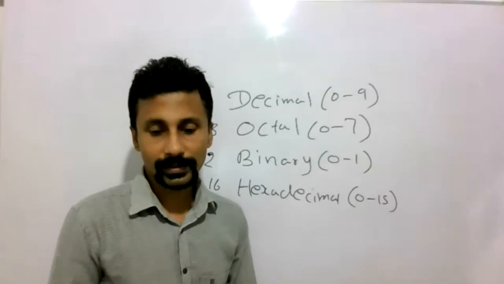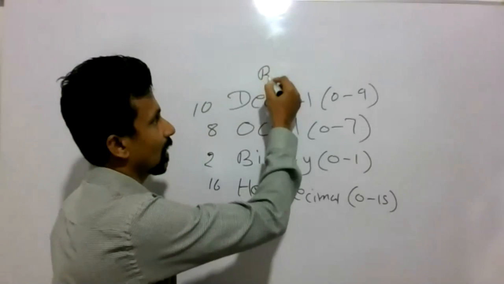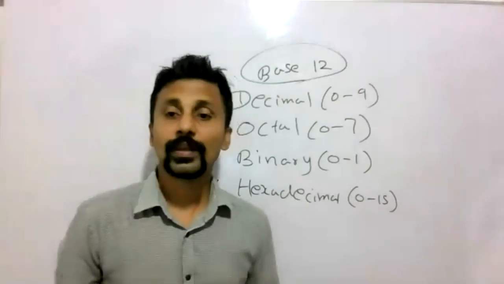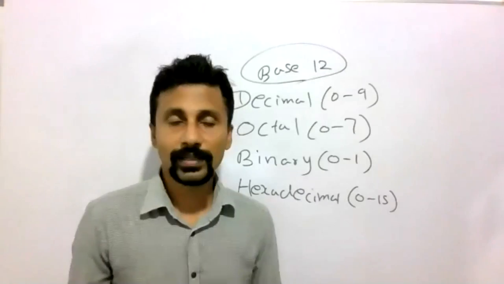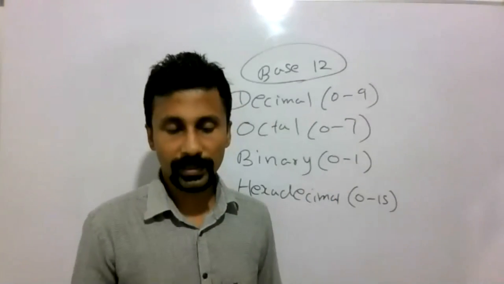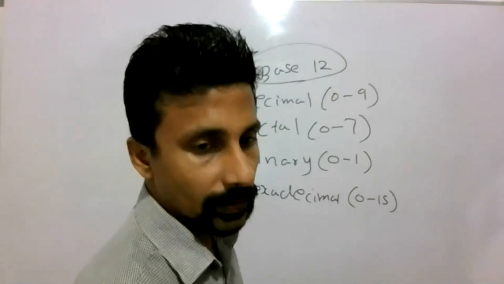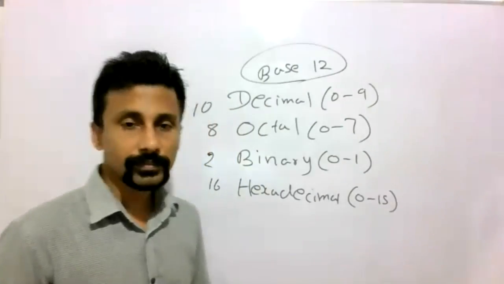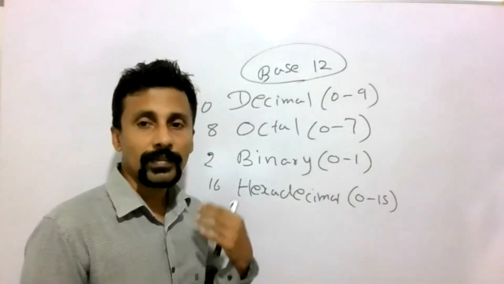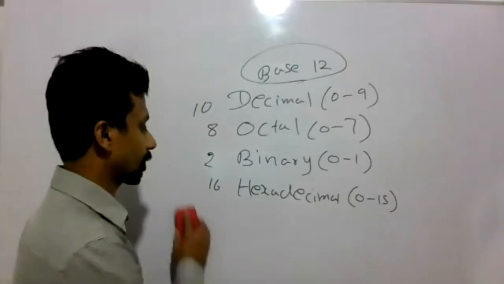Now if I ask, there's a number system with base value 12. Put the answer in the chat. I am asking what numbers it can have. Put your answers quickly, type and send me. I am telling you there's a number system with base value 12. What are the numbers you can have in that number system?